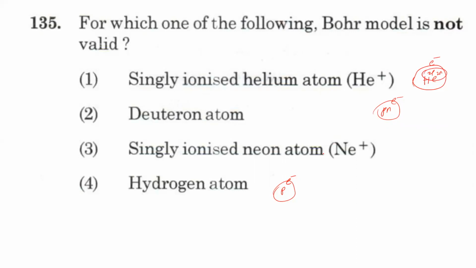But in a singly ionized neon atom, there will not be just one electron in orbit. Many electrons will be there. So this singly ionized neon atom cannot be valid for the Bohr model. So for the 135th question, the answer is the third option. Third option is correct.